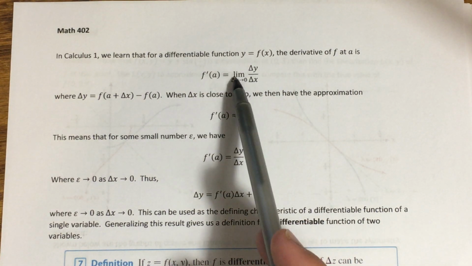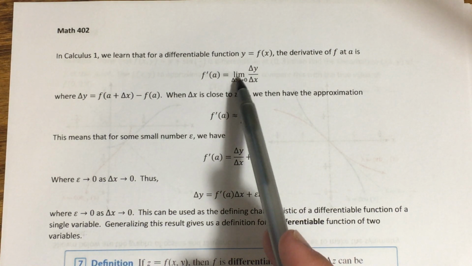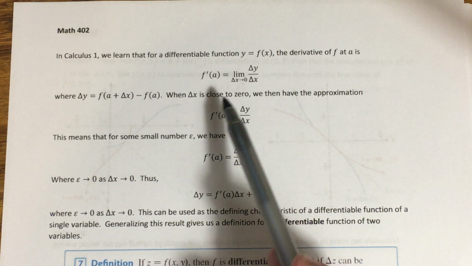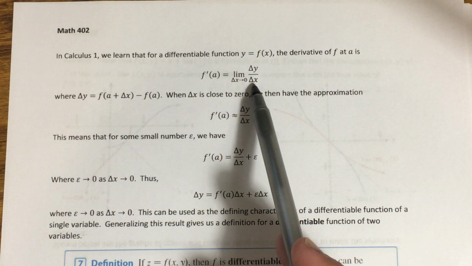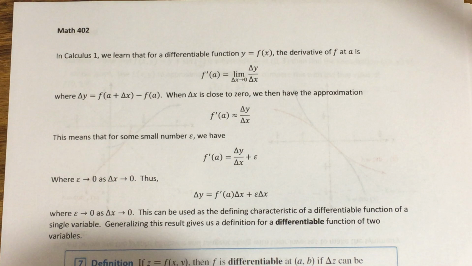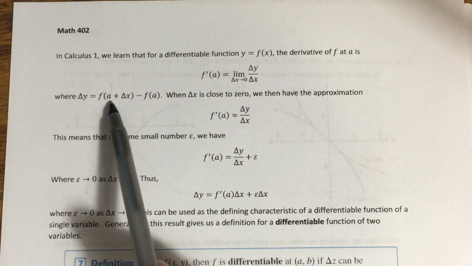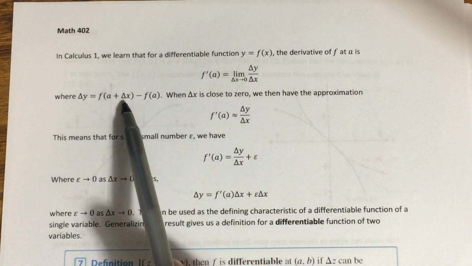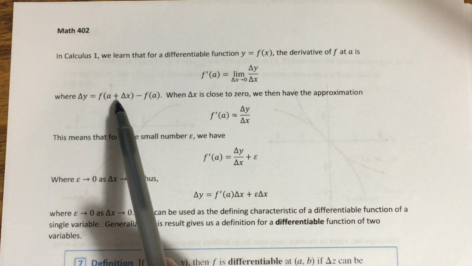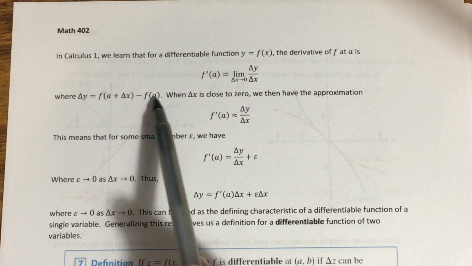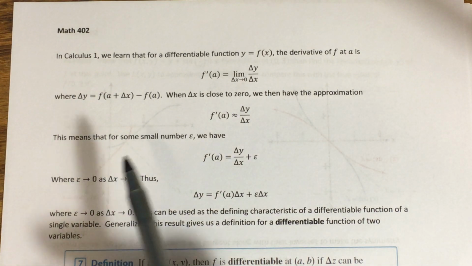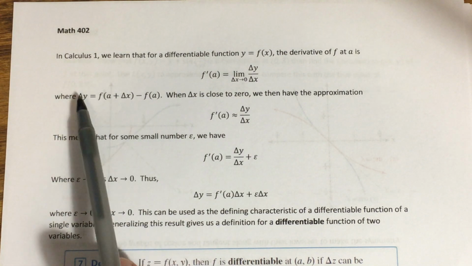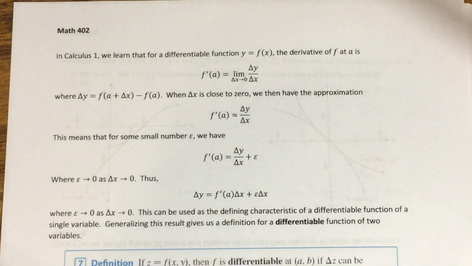f prime of a is equal to the limit as delta x goes to 0 of delta y over delta x, where delta x is what we call an increment in x, and delta y is the corresponding increment in y. We can define it more explicitly like this. Delta y is equal to f of (a plus delta x) minus f of a. This is the numerator of your difference quotient when you're defining the derivative in Calculus 1. So this is just a change in y corresponding to a change in x.